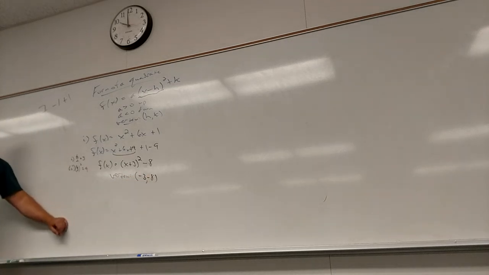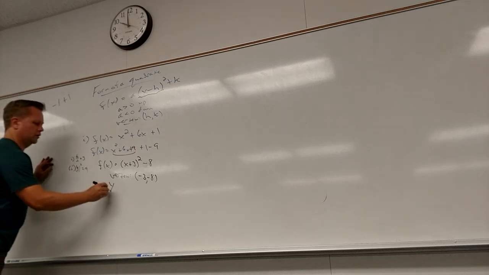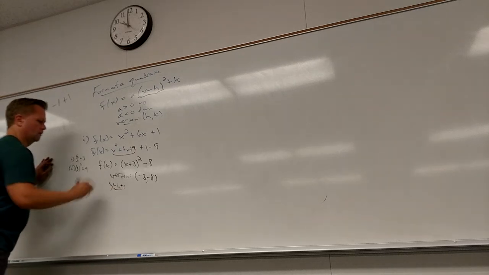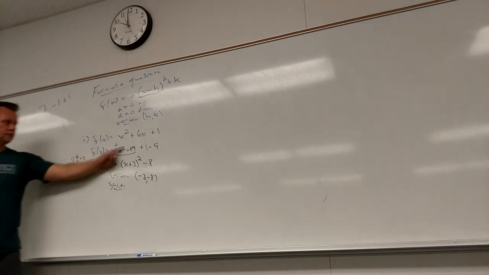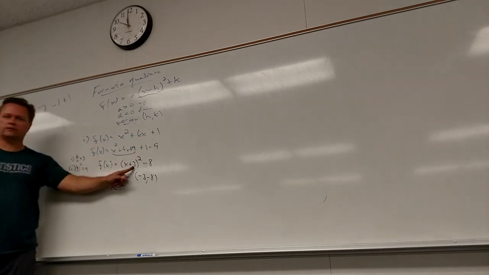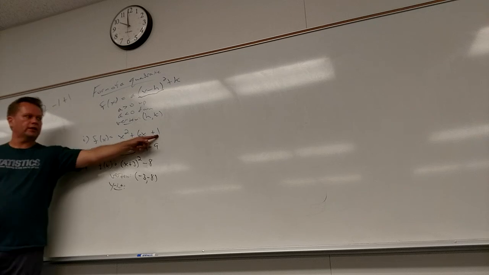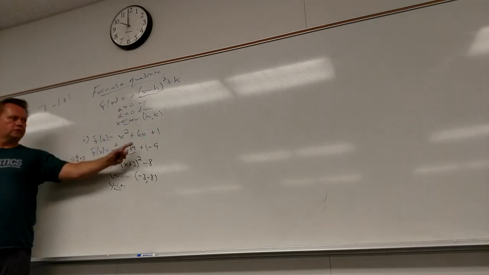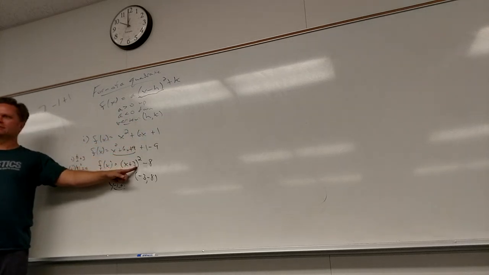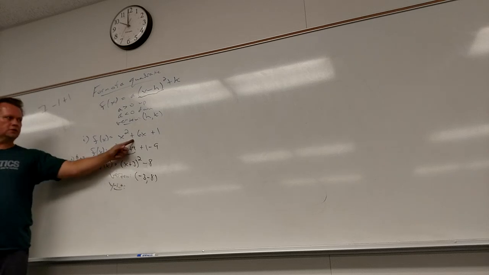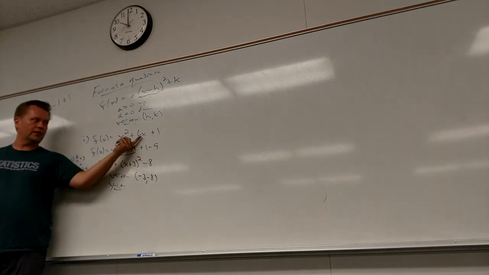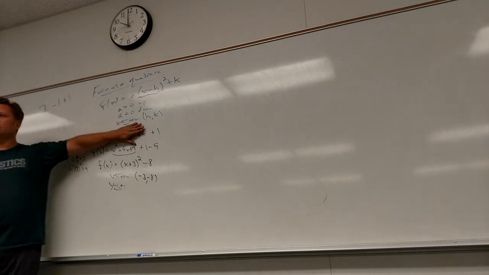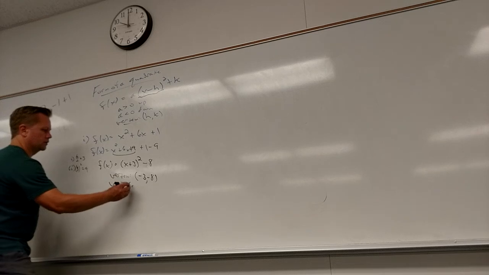What's the y-intercept? 1. Yes. Why use this form? If I make x 0, I get 1. So if I want the y-intercept of this, I can just go there. This is the beautiful form for y-intercept, because when I make x 0, I just get whatever number is at the end. So the y-intercept is 0, 1.